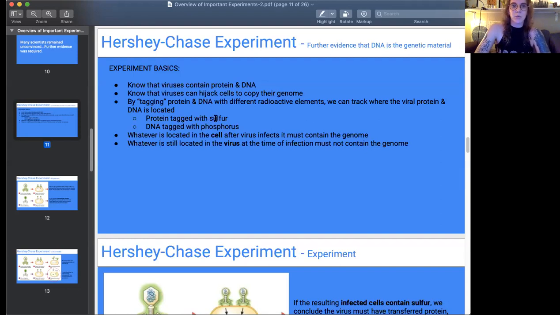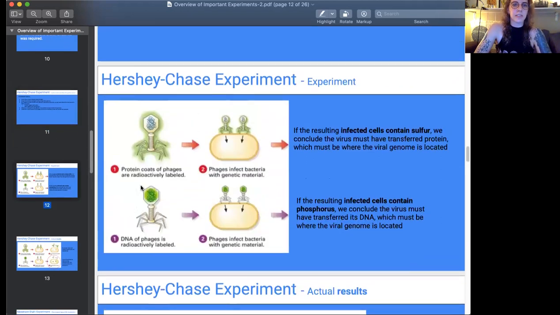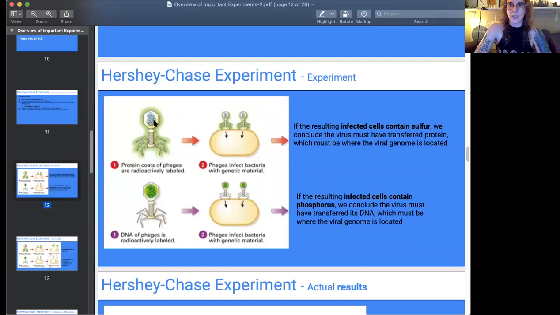So they tagged protein with a sulfur isotope and DNA with a phosphorus isotope, each of which were radioactive. And essentially they're just trying to find out, okay, what's going to be located in the infected cell after the virus has injected whatever material it's injected. If we see sulfur inside the cell, that will tell us, okay, obviously protein was the thing that it's trying to copy, so that must contain the genetic information. If we see phosphorus inside the cell, that will tell us, okay, that must be what's responsible for holding the genome. So we can look at the results here. Oh, actually, this isn't the results yet, but this is essentially just a graphic depiction of what I just said.